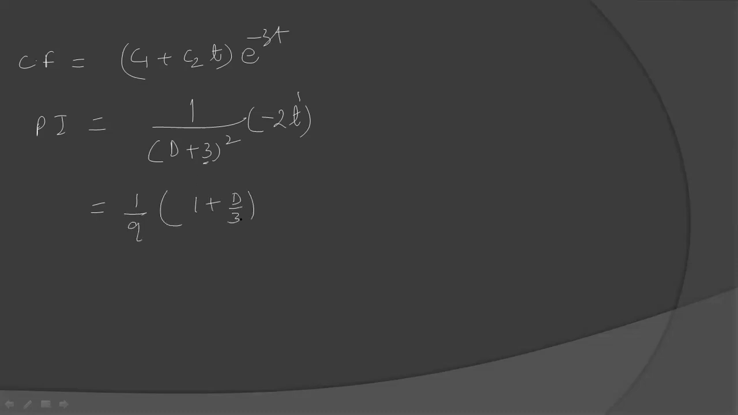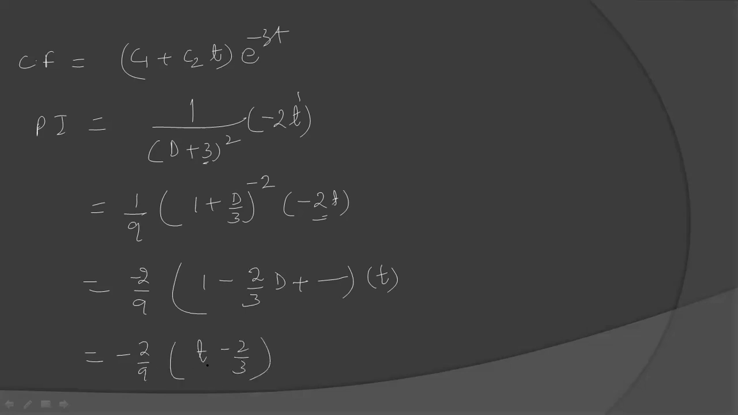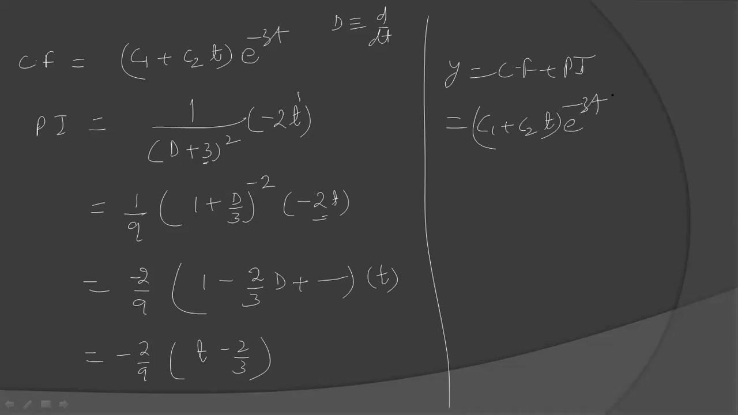1 plus D by 3 whole power minus 2 minus twice dt. Minus 2 you can take outside, minus 2 by 9, this minus 2. And you just expand it: 1 minus 2 by 3 into D plus, so into t, it will become minus 2 by 9 t minus 2 by 3. Derivative of D, D is actually d by dt. So your y will be CF plus PI. So it will be c1 plus c2 t e to the power minus 3t, and PI will be minus 2 by 9 t minus 2 by 3.